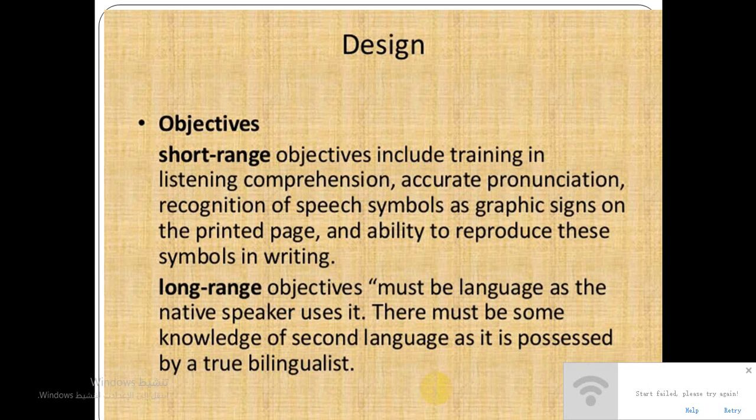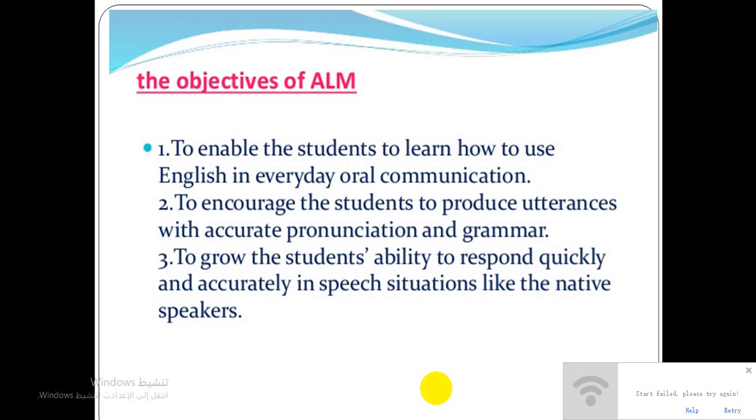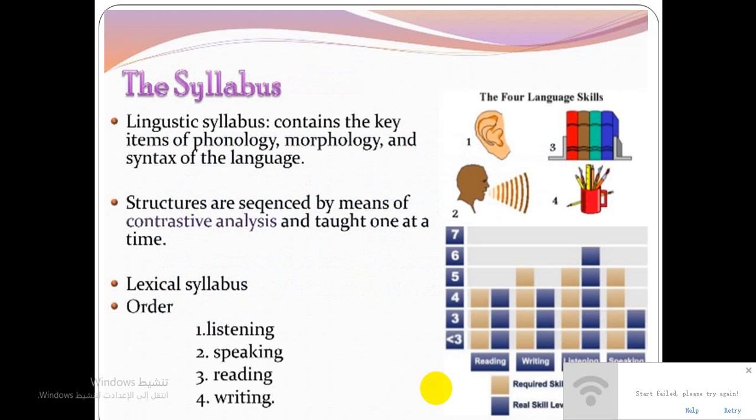The second objective of the audiolingual method is the long-range objective, or the ultimate goal, which is to develop the students' abilities to be the same as what native speakers have, to use the language automatically without stopping to think. So the main objectives of the audiolingual method are to enable the students to learn how to use English in everyday oral communication, to encourage the students to produce utterances with accurate pronunciation and grammar, and to grow the students' ability to respond quickly and accurately in speech situations like native speakers.